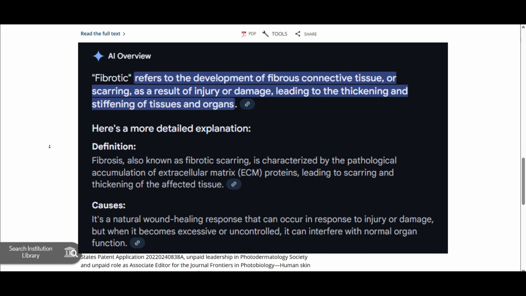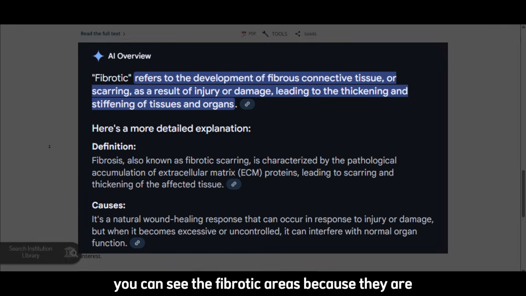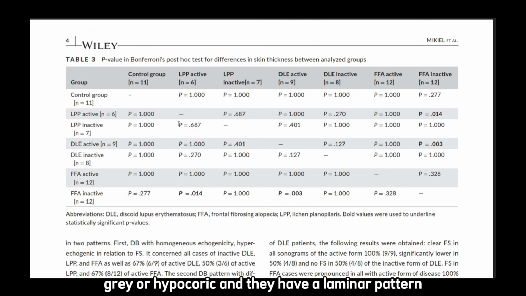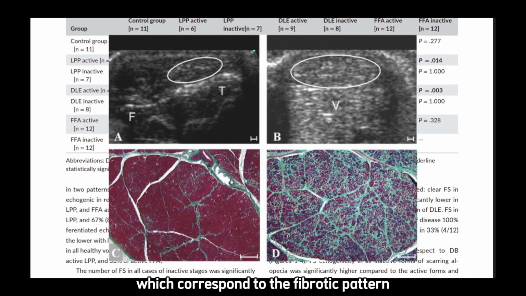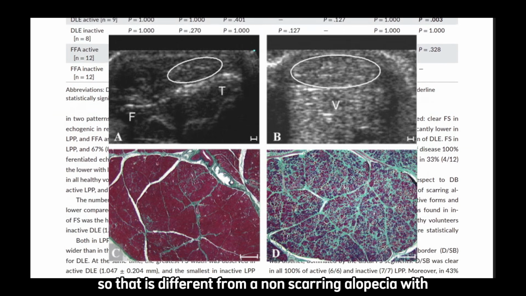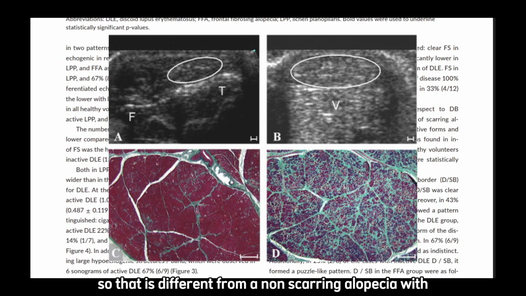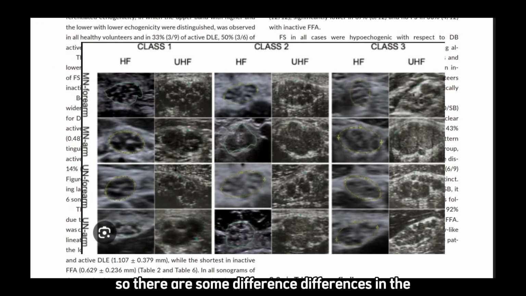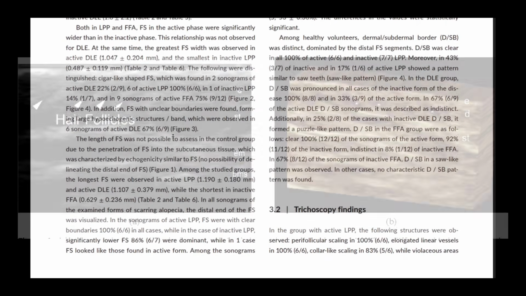Well, on ultrasound, you can see the fibrotic areas because they are, let's say, gray or hypoechoic, and they have a laminar pattern, which corresponds to the fibrotic pattern. So that is different from a non-scarring alopecia, which doesn't have that pattern. So there are some differences in the way they appear on the screen.